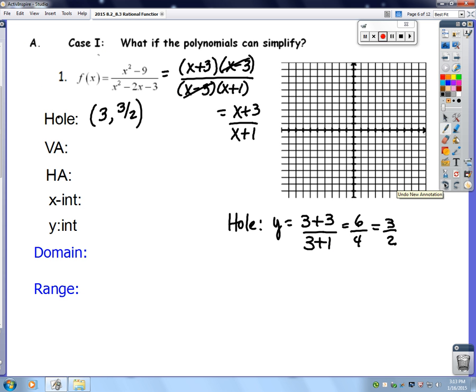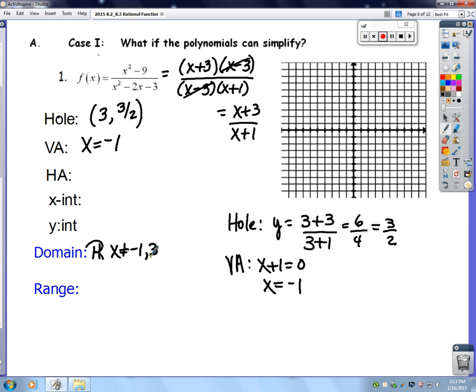All right, so let's see here. Once we've simplified, what makes our denominator 0? To find our vertical asymptote, we're going to set our denominator equal to 0. So x equals -1. So we have a vertical asymptote at x equals -1. We also know that's going to affect our domain, so x cannot equal -1. It also cannot equal your hole value, so x cannot equal 3. So we have two restrictions on our domain.